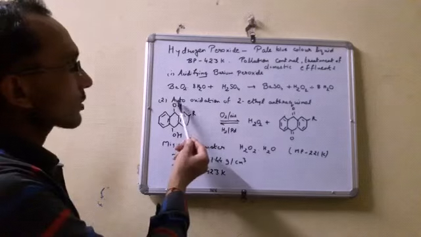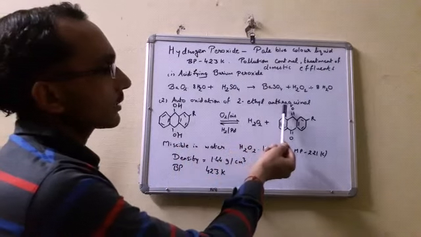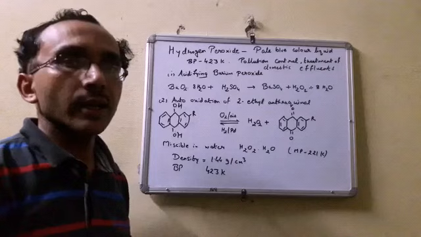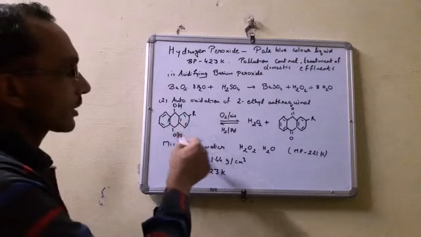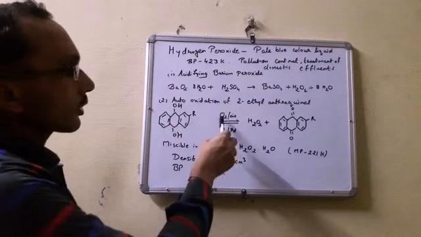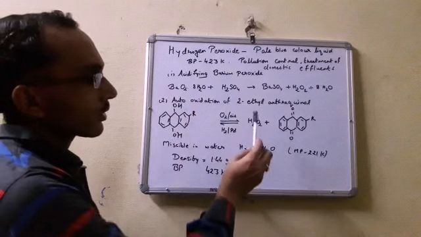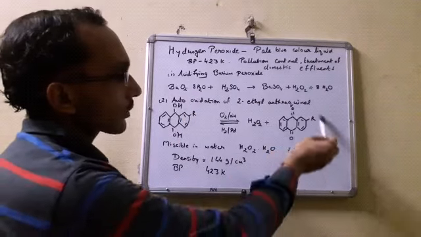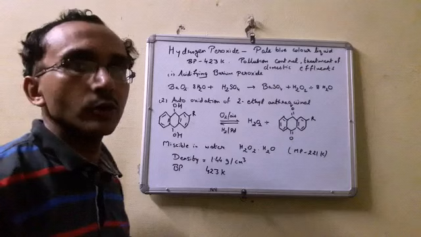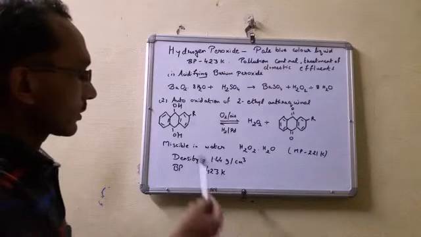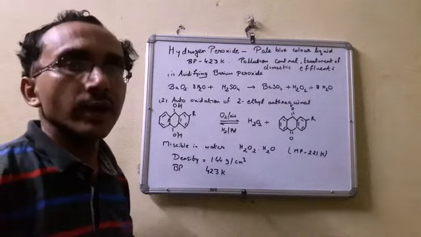Understood? Now second is auto-oxidation of 2-ethyl anthraquinol. 2-ethyl anthraquinol is this. This is 2-ethyl anthraquinol, and when we are doing auto-oxidation, then it forms hydrogen peroxide along with this additional product. It is 2-ethyl anthraquinone. Understood? Now, what are the physical properties of hydrogen peroxide?